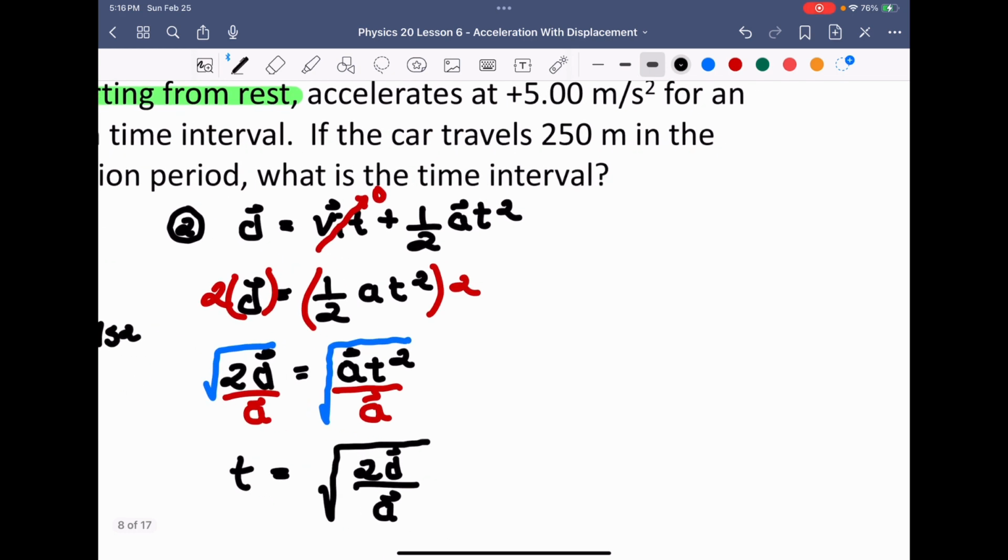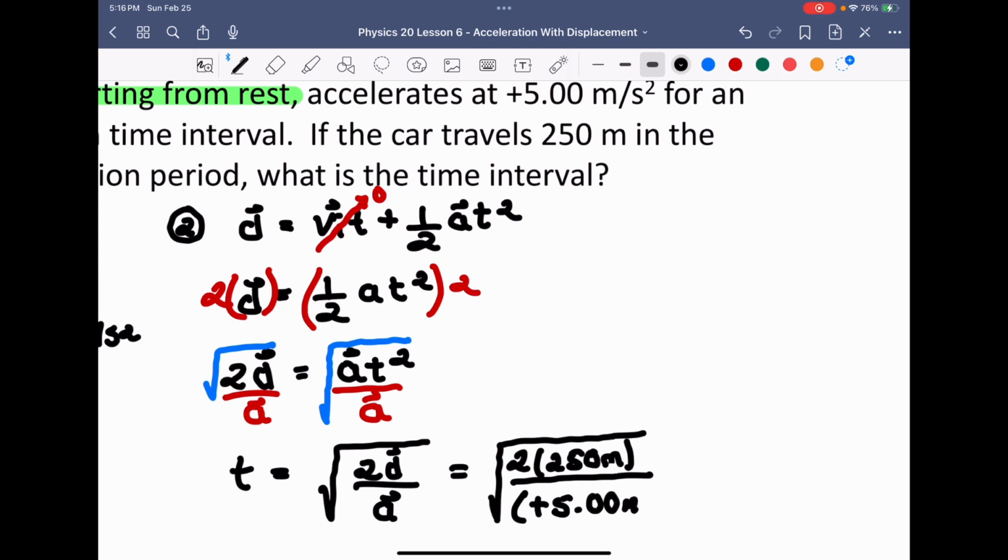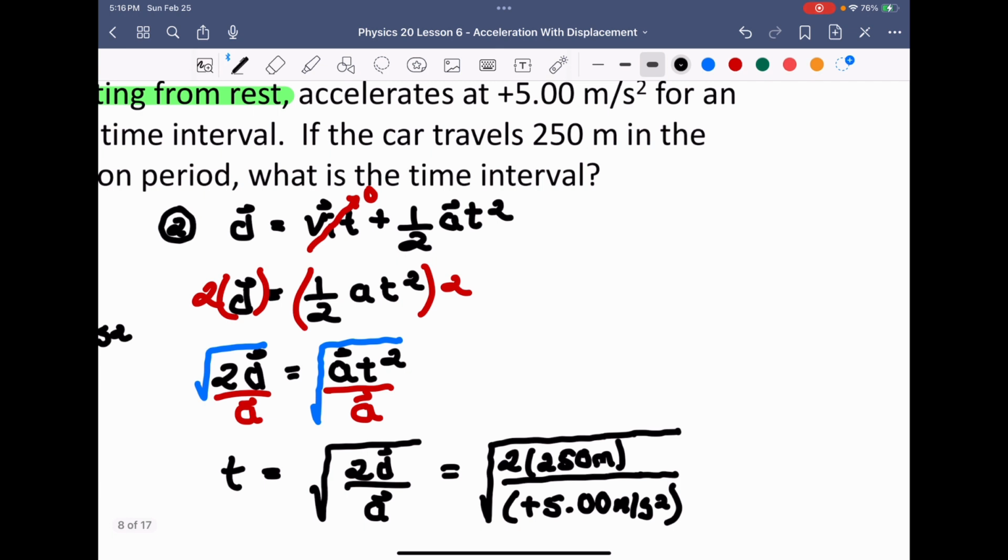So plugging in, I'm going to get the square root of, in the brackets, 2 times 250 meters, making sure to include the magnitude and the units, divided by, with a positive acceleration, positive 5 meters per second squared, in the brackets, and make sure my radical extends out. If you do the math, you get therefore the time is equal to, the acceleration period lasts 10.0 seconds.